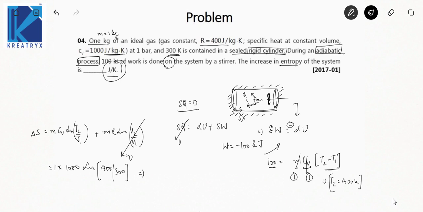That implies delta S is equal to 287.68 joule per Kelvin. So this will be the answer. Okay, next question.